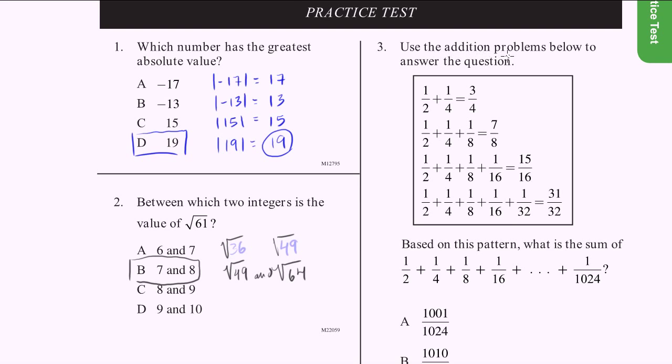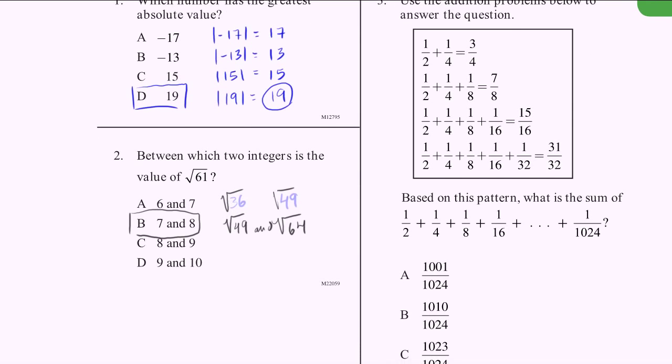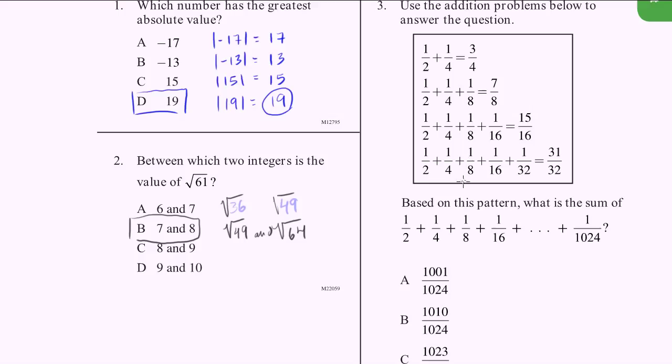Use the addition problems below to answer the question. All right, so they wrote some addition problems right there. We're dealing with fractions. Let's see where this goes. Based on this pattern, what is the sum of 1/2 plus 1/4 plus 1/8 plus 1/16 all the way to 1 over 1024? So let's see if we can discern some type of a pattern here.